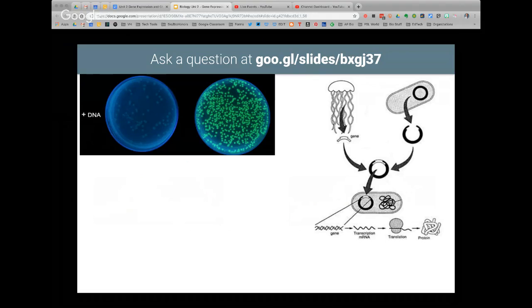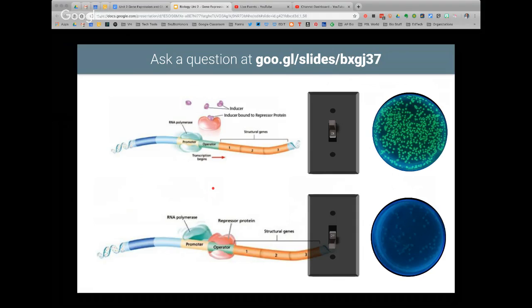So again, going back to the analogy that we pulled from the lab, we can have a model that looks like this, where you have what the structure of the control mechanism looks like, where you have a RNA polymerase molecule that's able to read the structural gene because the repressor has been removed. This would be a gene that has been turned on. In our lab, this was a bacteria plate that had green glowing proteins being produced by the bacteria cells.